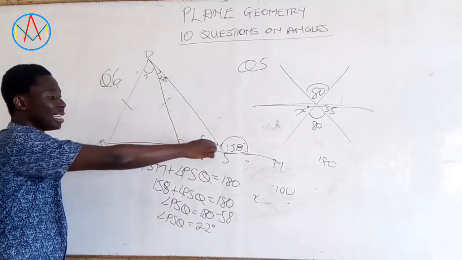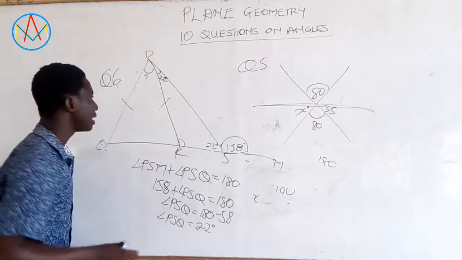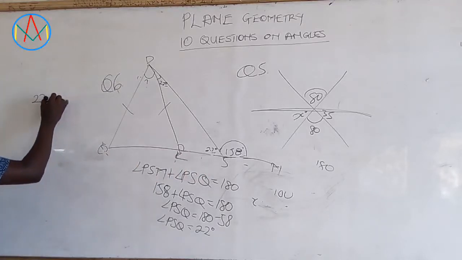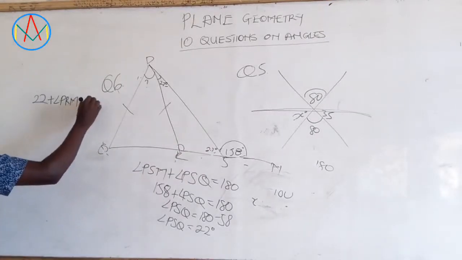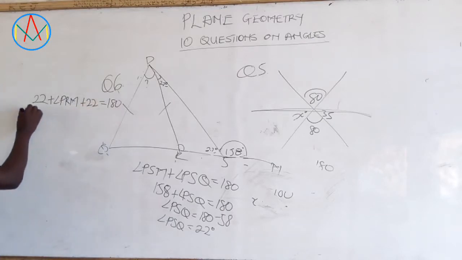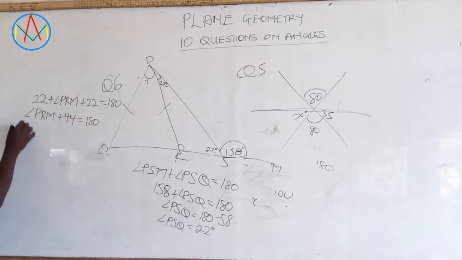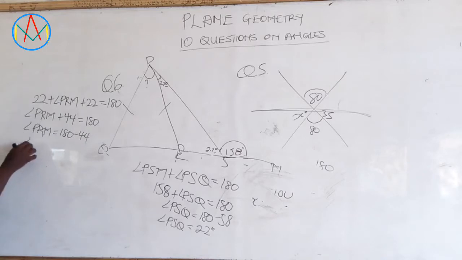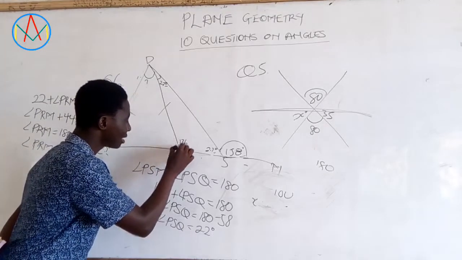And as we know, the sum of the interior angles of a triangle sum up to 180. So when you add this to this and this, you have to get 180. 22 plus angle PRM plus another 22 should give us 180. Now angle PRM plus 22 plus 22, which is 44, equals 180. So angle PRM is equal to 180 minus 44. Angle PRM is equal to 136. So this place is 136.